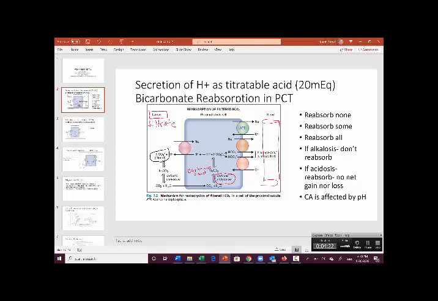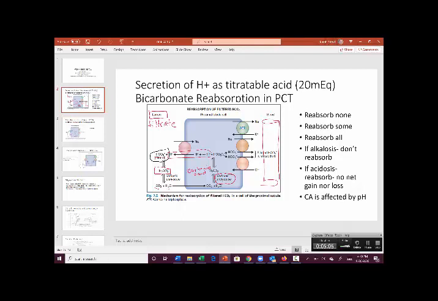Now, when this reaction occurs, when we have CO2 and water forming carbonic acid and it dissociates into hydrogen and bicarb, notice that the hydrogen is secreted through a hydrogen-sodium exchanger. And the hydrogen, in turn, will combine with the filtered bicarbonate to reform carbonic acid, which then dissociates into CO2 and water. Both those things could stay in the lumen and end up in the toilet, or they can be taken back into the cell to have this reaction occur again, but that's not necessary.